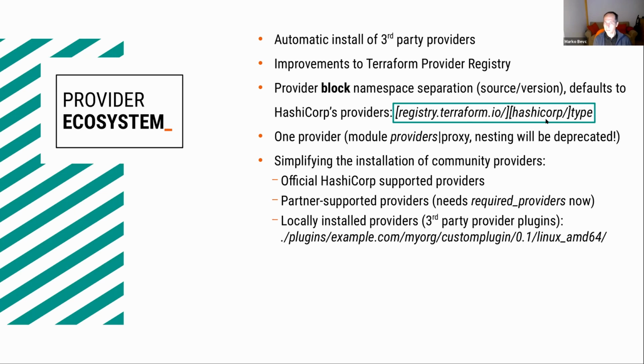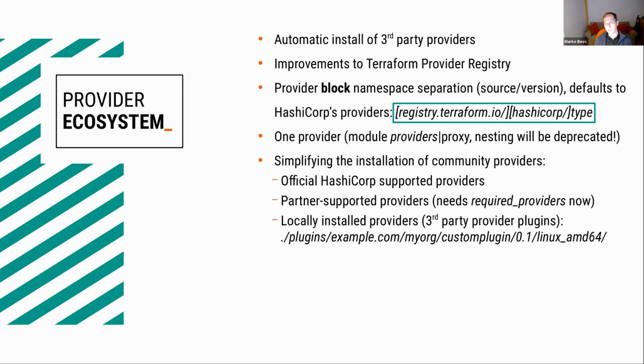As I said before, you can only use a single provider per module instance, but you can still use the module's providers meta argument to pass on the providers to the modules, and use proxy provider configurations in the modules themselves and configure those further as necessary. And as I said before, the nesting will be deprecated in further versions. So what the provider ecosystem brings now is definitely simplifying the installation of community providers. The official HashiCorp supported providers work out of the box as used before. The partner supported providers need a required_providers directive now and a source where the provider is pulled from.